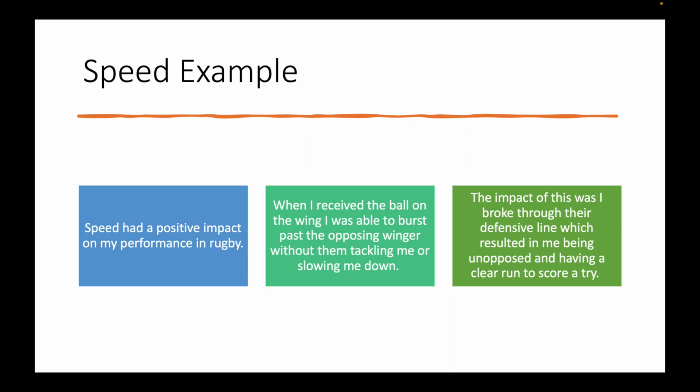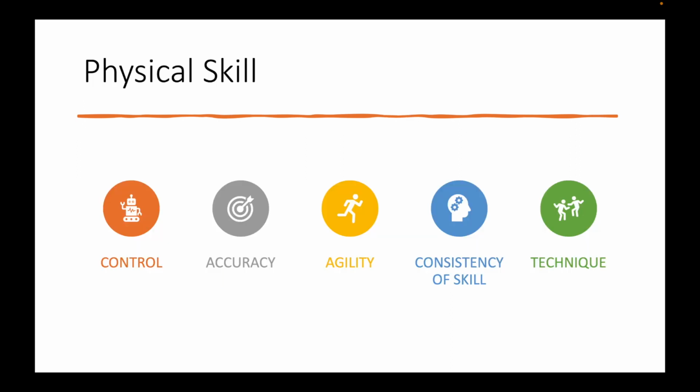The last example here is on speed. Speed has a positive impact on my performance in rugby. When I received the ball on the wing, I was able to burst past the opposition winger without them tackling me or slowing me down. And what's the impact of this? Well, the impact is that I broke through their defensive line, which resulted in me being unopposed and being able to have a clear run-in to score a try.